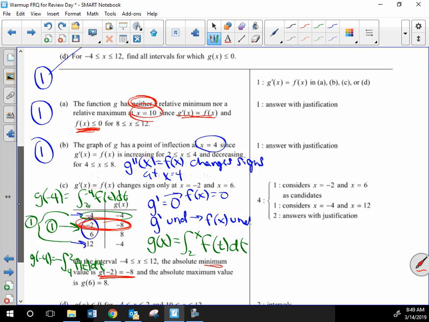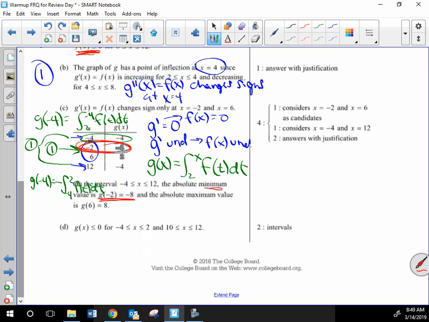Okay. Now it's not a bad idea that when you talk about the absolute min, you could say the absolute min is -8 at x equal to -2. So you kind of cover both bases there. And then our absolute max was 8, and that occurred at x equals 6. So you got 2 points for your answers with the justification. The justification is our chart. So if you have your chart, then that's the justification. So C actually was 4 points. It was almost half of the points.